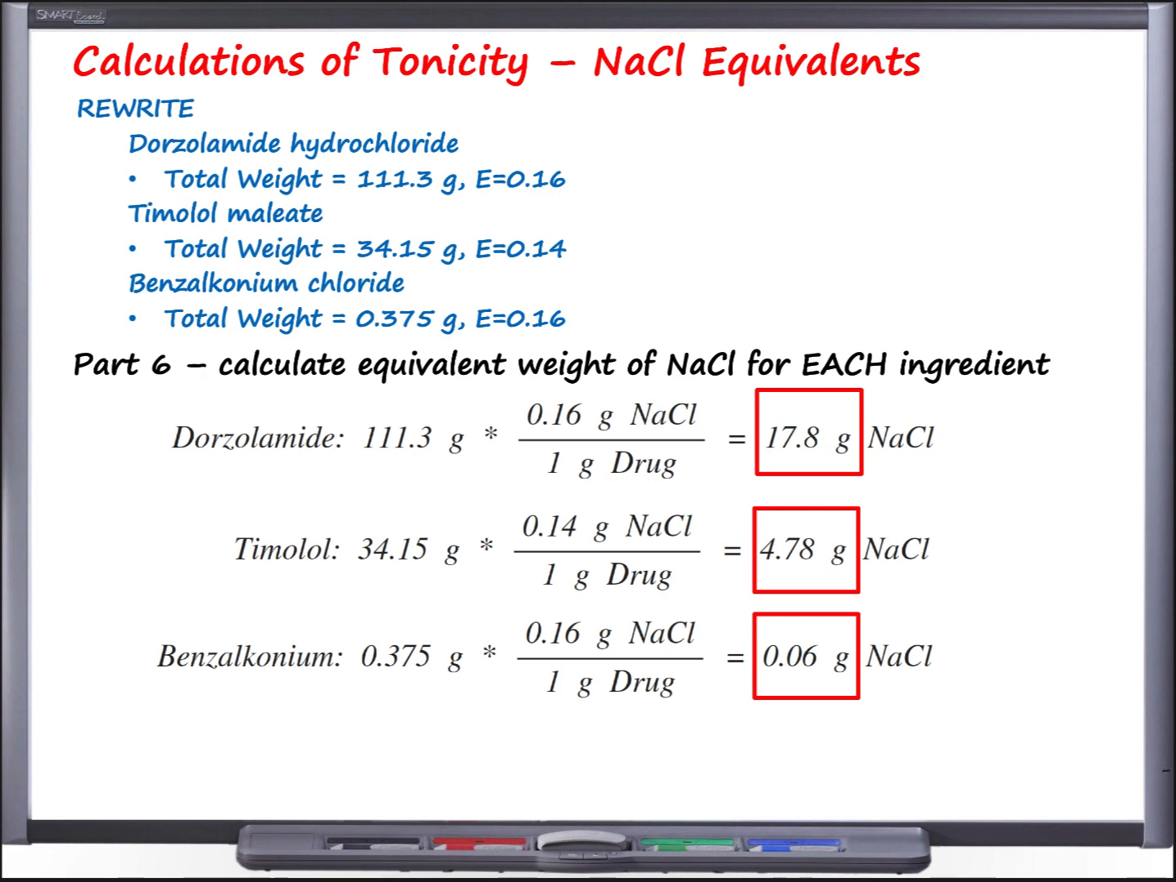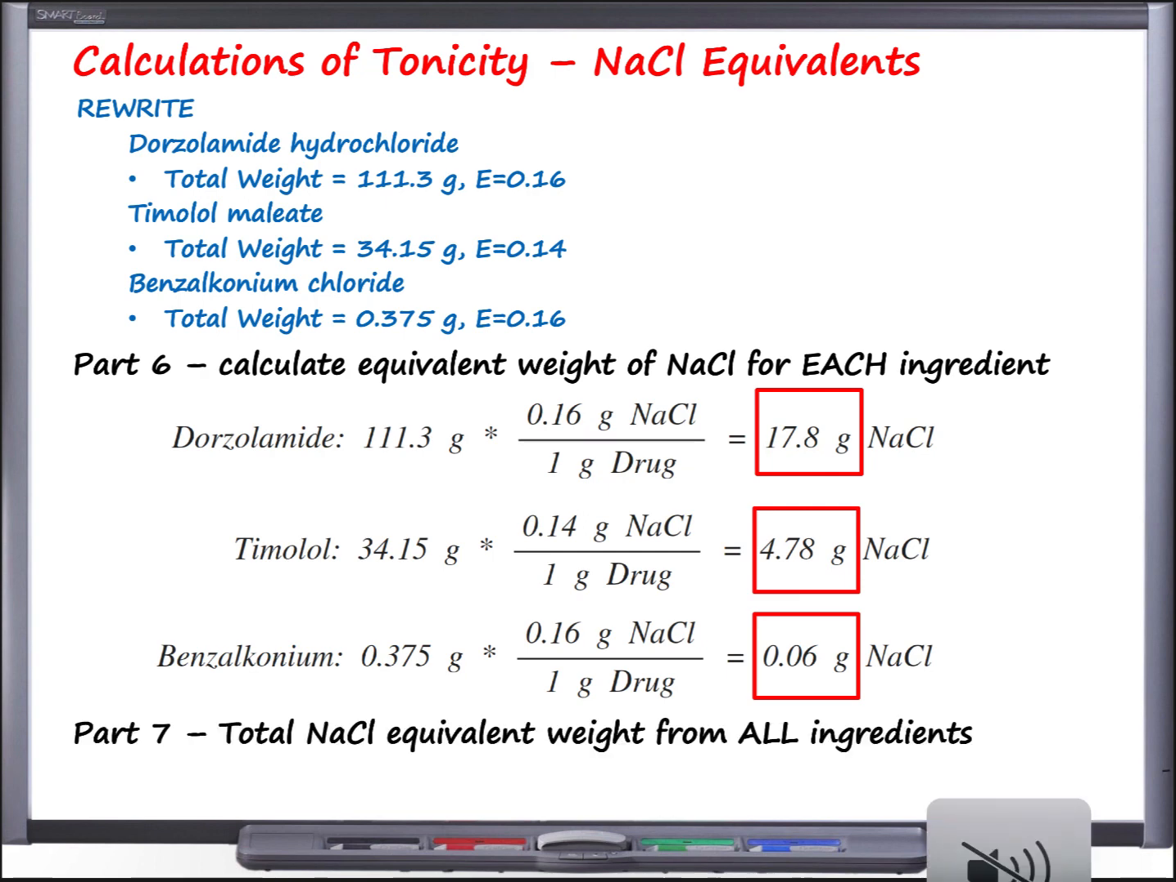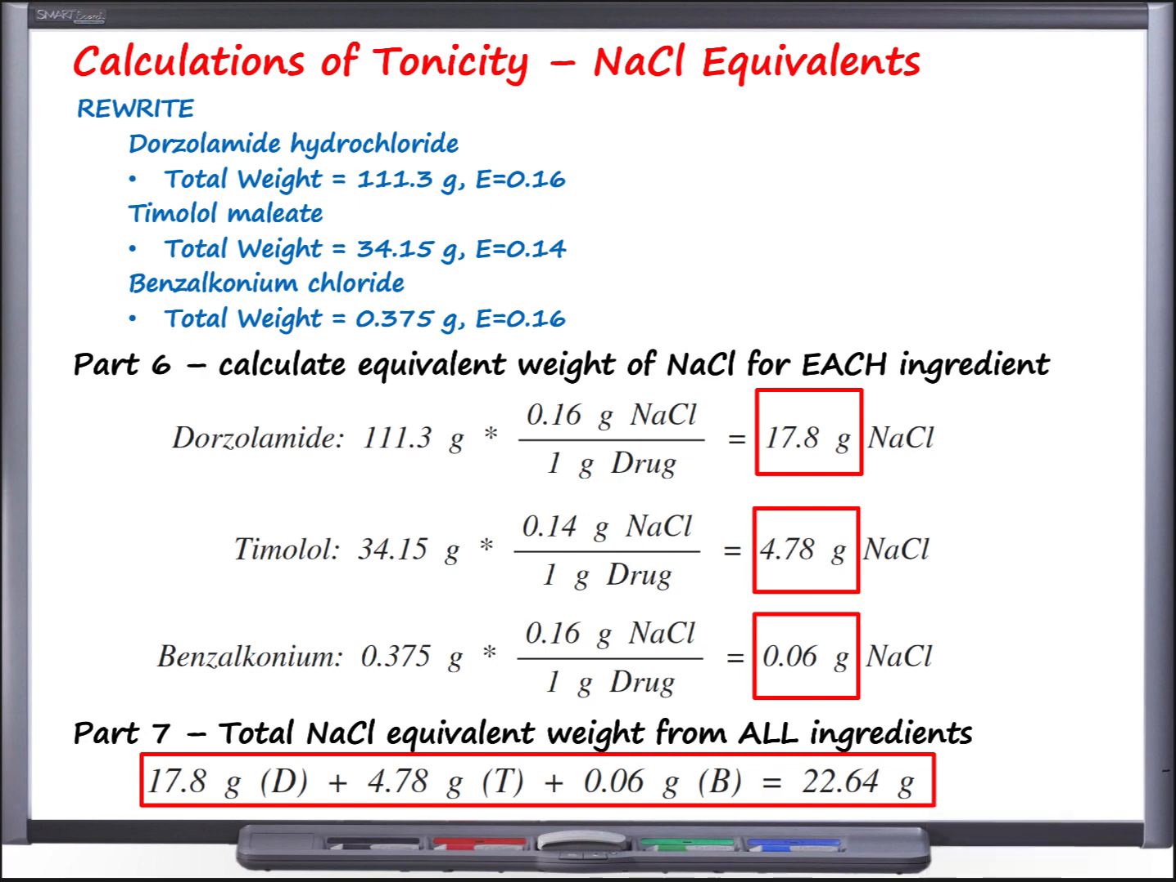Since all three of those active ingredients are going to be in our final solution, we're going to have a total sodium chloride equivalent of the 17.8 grams from the dorzolamide, plus the 4.78 grams from the timolol, plus the 0.06 grams from the benzalkonium chloride. So all of our ingredients will produce a total equivalent amount of sodium chloride of 22.64 grams.